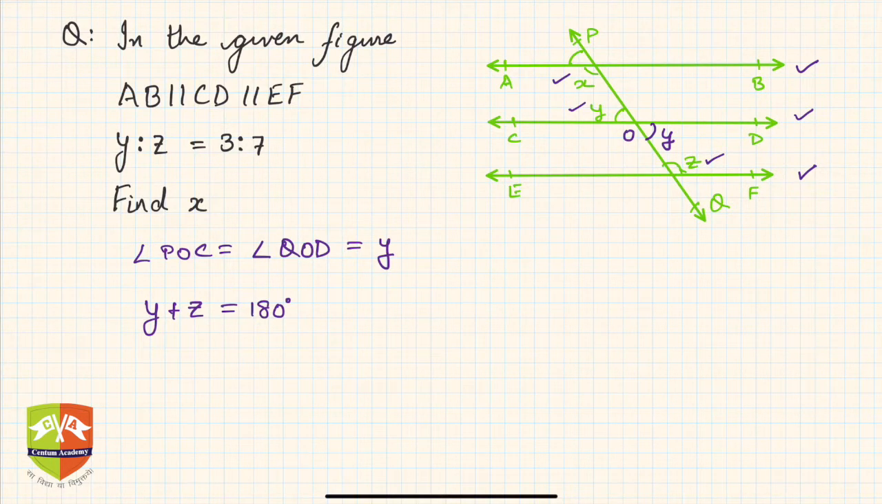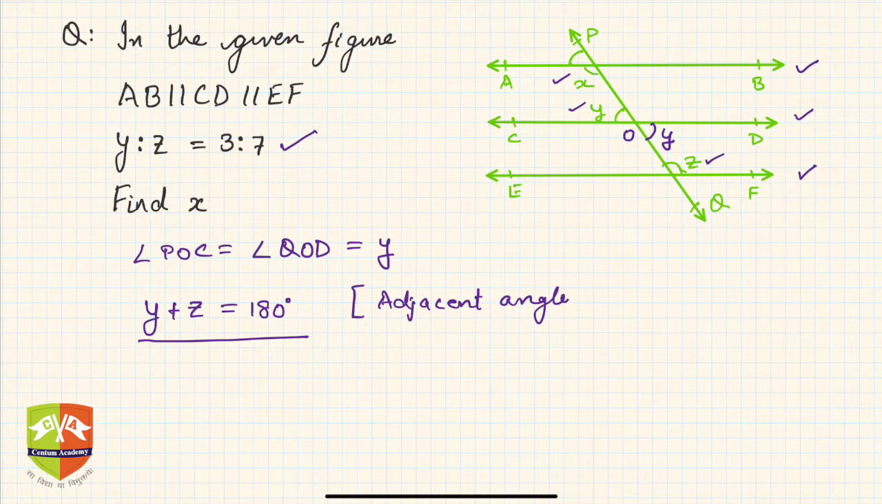The approach to such problems is, one is the given fact, that is 3 to 7. Another thing is, how can we relate these two, Y and Z? So another relation is Y plus Z is 180 degrees. Why? Because adjacent angles are supplementary in parallel lines. Adjacent angles are supplementary along a transversal. Y and Z are adjacent angles, and then Y plus Z should be 180 degrees.